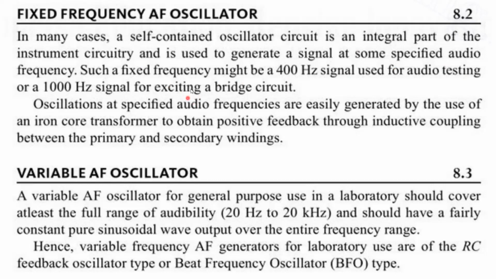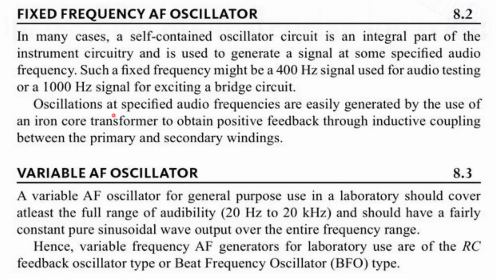To excite a bridge circuit, we use a fixed frequency. Approximately 400 hertz is used for signal generation for audio type testing, whereas for bridge testing, a 1000 hertz signal is what we are supposed to give for excitation of the bridge circuit.